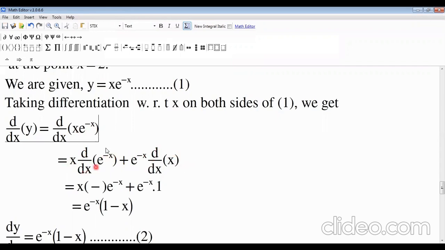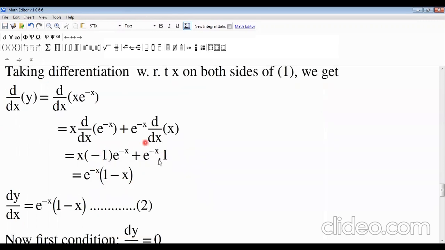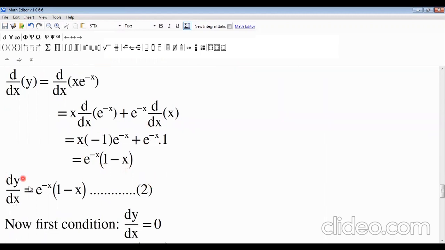Okay, that means u into d/dx of v plus v into d/dx of u. So what will the x into e to the power minus x formula give? Minus 1, because for e to the power mx, the formula is m into e to the power mx. So e to the power minus x stays the same, and the differentiation of x is 1. Taking e to the power minus x common, we get 1 minus x. So the first derivative of the given function, dy/dx, equals e to the power minus x times (1 minus x), and this is equation number 2.